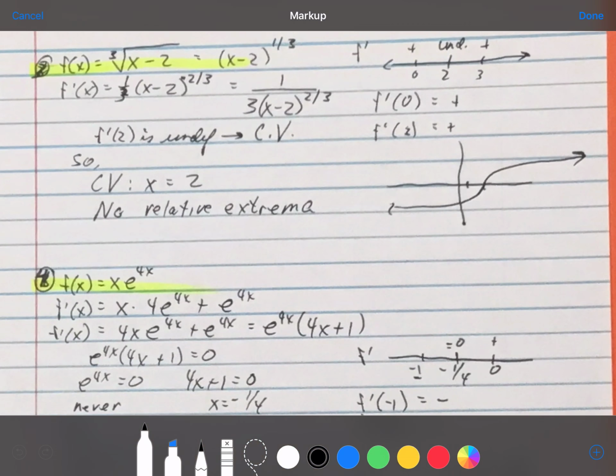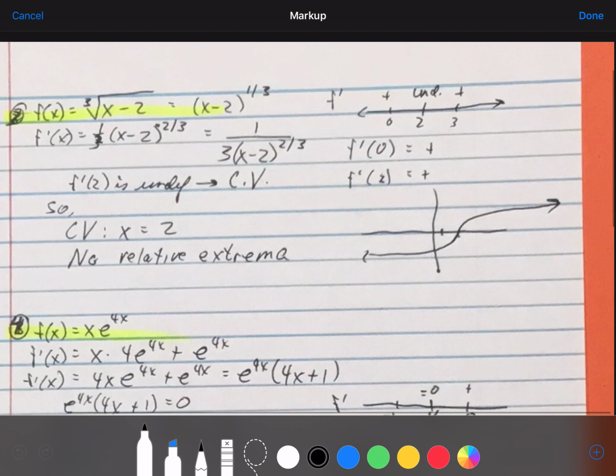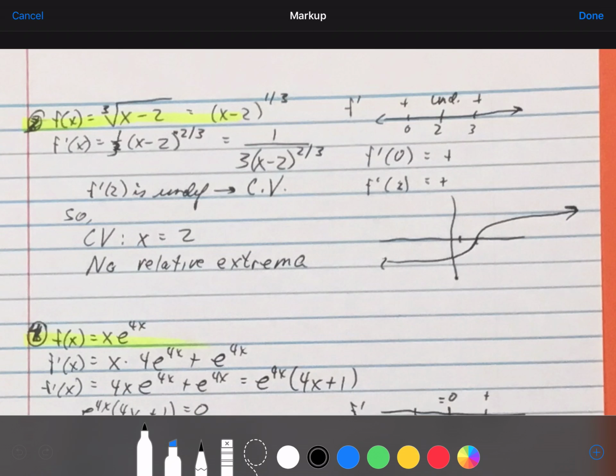A couple of other examples, just some different types of functions. So we're still just finding the critical values, we're finding the extreme values, right? Relative maximums and relative minimums. So just a couple of examples with some different types of functions.